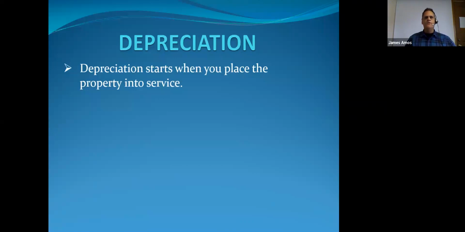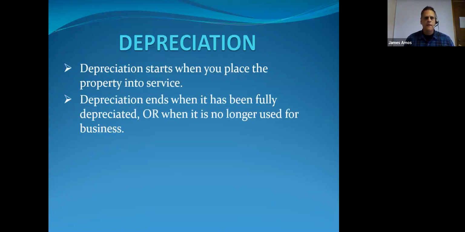Another example might be if you own a rental. You buy a rental, but you need to do some quick fix up on it, and you know that's going to take about a month. Well, until you get it fixed up and you start advertising it for rent, it's not in service until you're starting to advertise or actually move someone in. So just an important distinction, but nothing to get too hung up on. Just keep that in mind. Depreciation starts when you place the property in service. Depreciation ends when it has either been fully depreciated or it's no longer used for business.